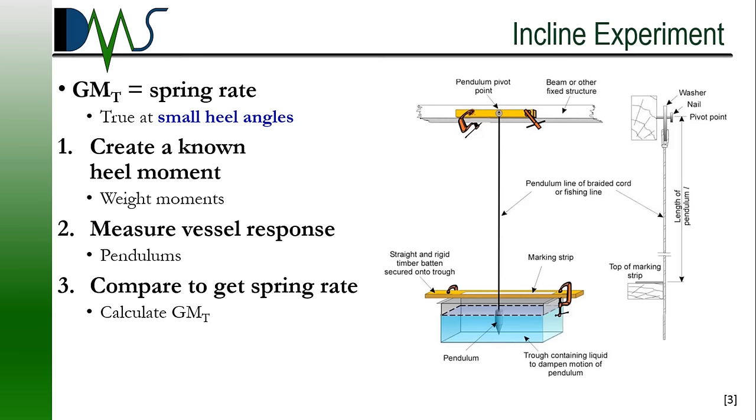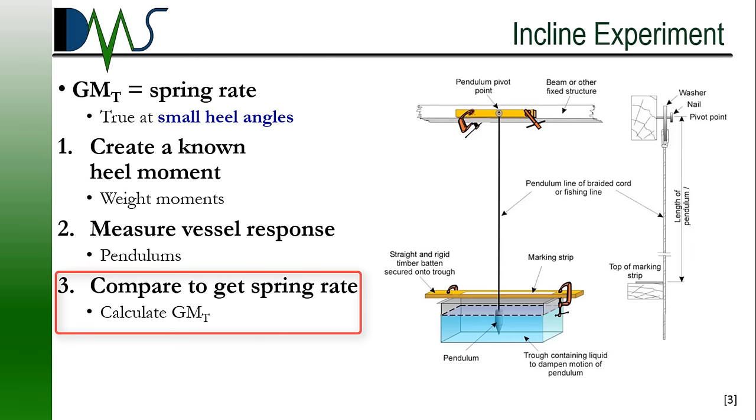We have moved the weights and the vessel heels over. We now very, very accurately measure the heel angle. And the most popular tool to do that is a pendulum. We like pendulums because they can be constructed on site and adapted to each situation. Despite their simple construction, pendulums can easily measure with an accuracy of around 0.01 degrees or smaller. Pretty impressive, huh? We have now measured our heel angle. That gives us the other half of GMT.